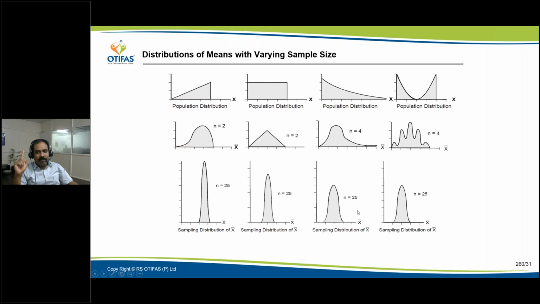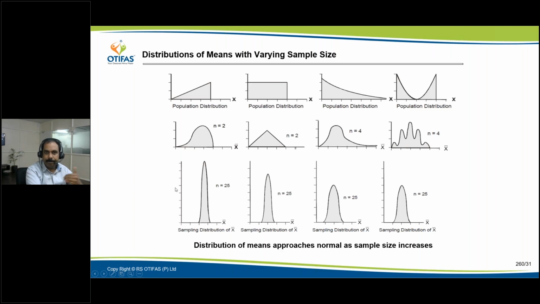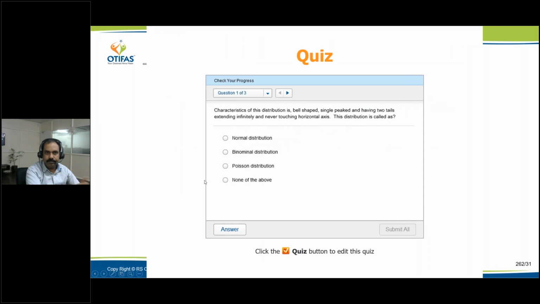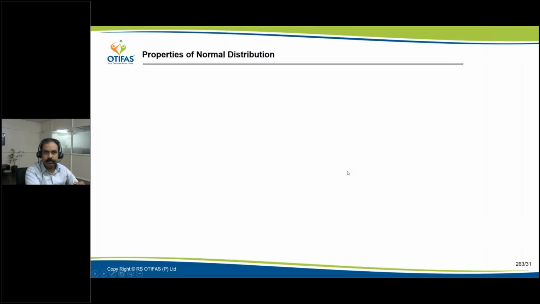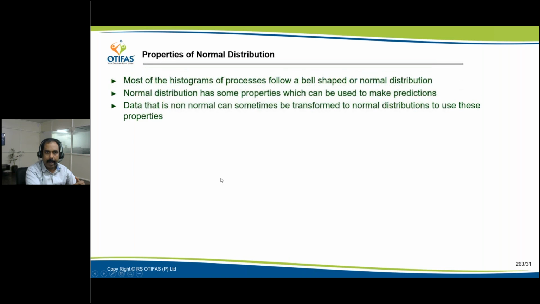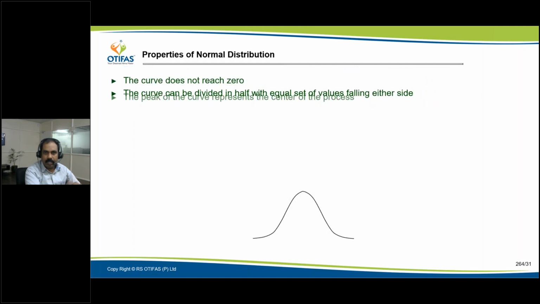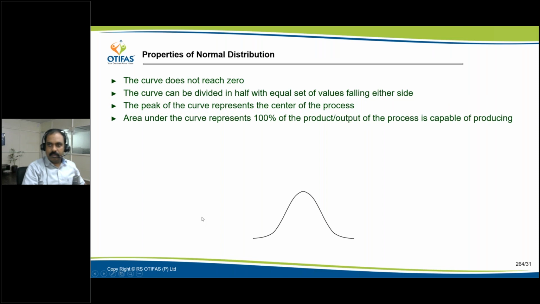So it is always good when you collect data to take samples rather than the actual values. Take samples and plot the means of the samples. It will give you a normal distribution even when the sample size is small. Okay, we'll not go into the theory more now. I will not go much into the normal distribution. It is a very useful distribution.